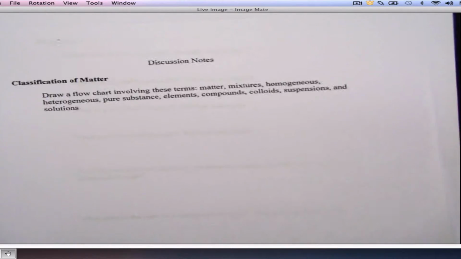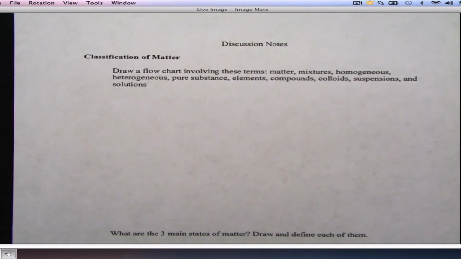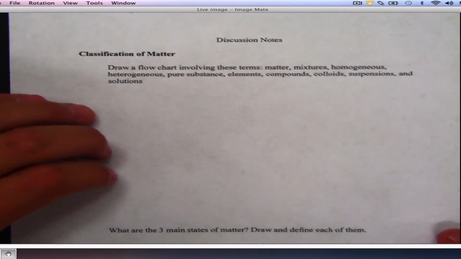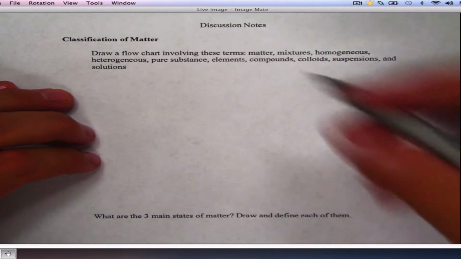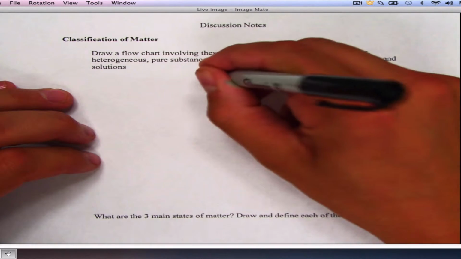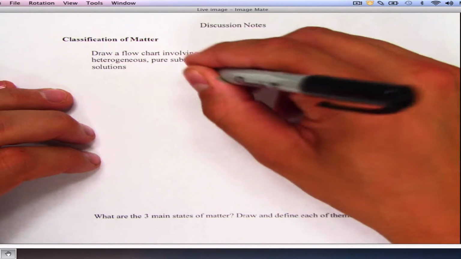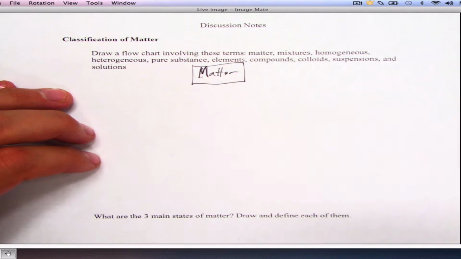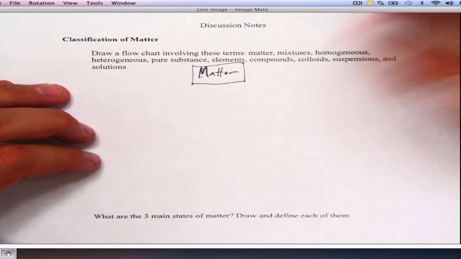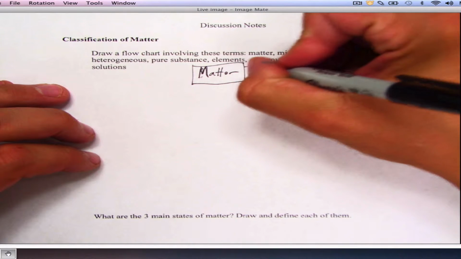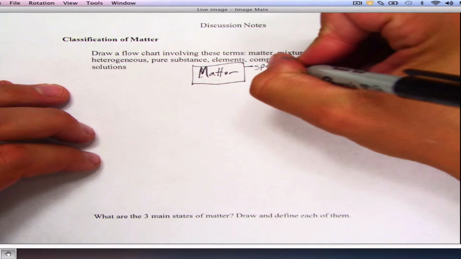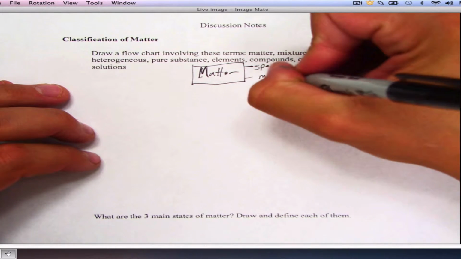So here we go, let's talk about matter and energy. The first thing on the matter and energy notes is matter. We have to classify it and see how it all works out. So we know that matter fits right here. I don't have the best writing, but you'll deal with it. Matter is the all-encompassing term. Matter takes up space and it has mass.